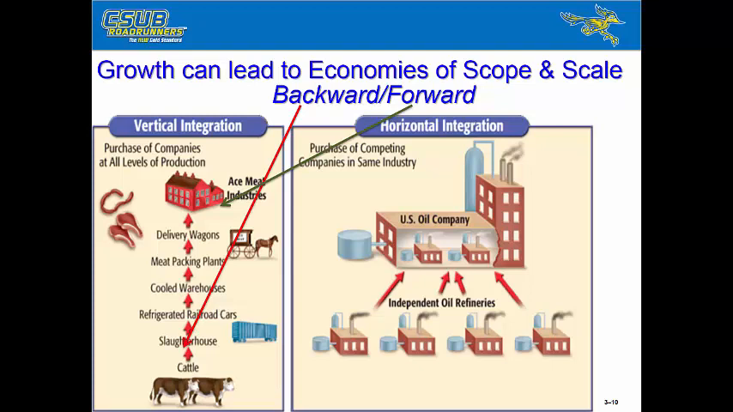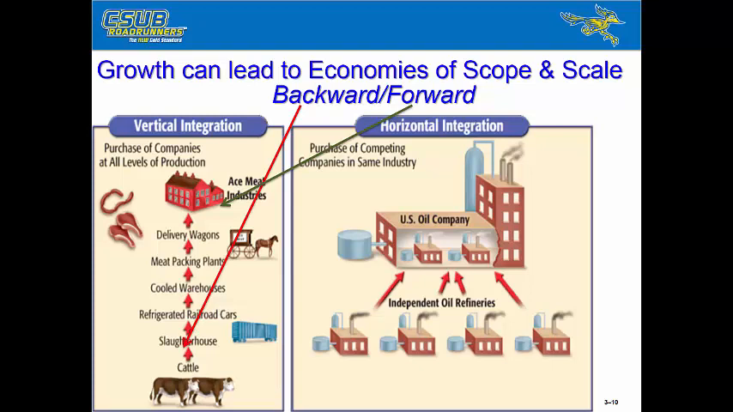Each of those could be a separate business. So the cattle farmer may be a different business than the slaughterhouse. The slaughterhouse may be a different business than the transportation of the meat products post slaughterhouse. Or you can combine those businesses into one overall business. If you combine various elements of the value chain like that, it's called vertical integration.